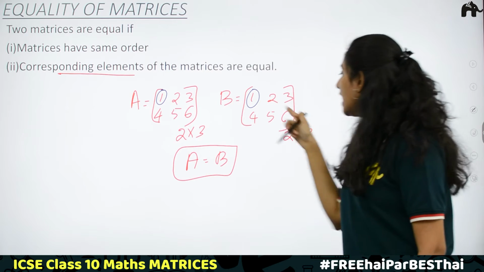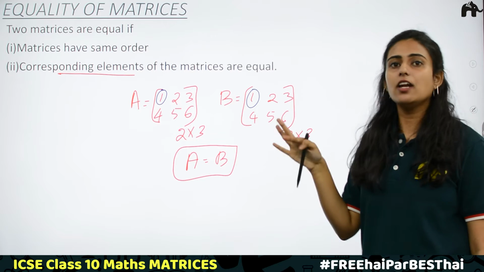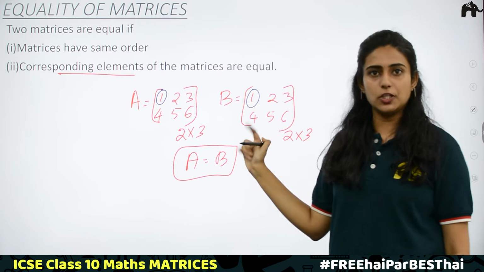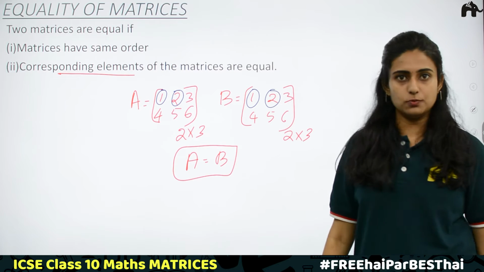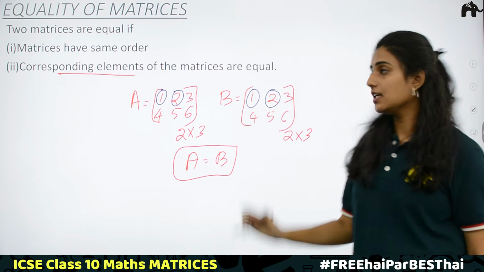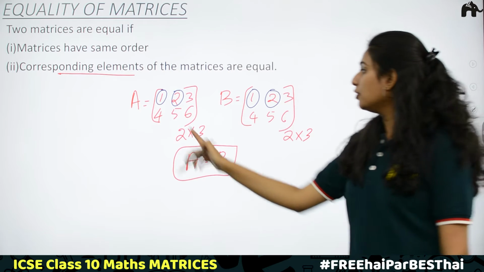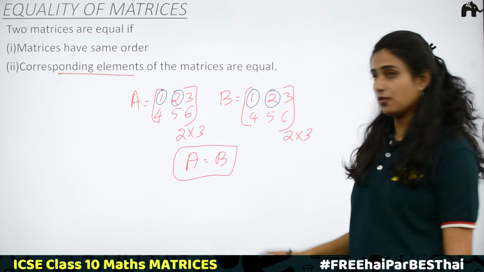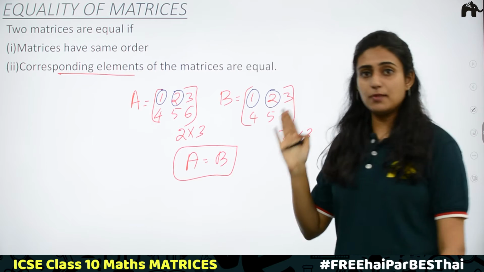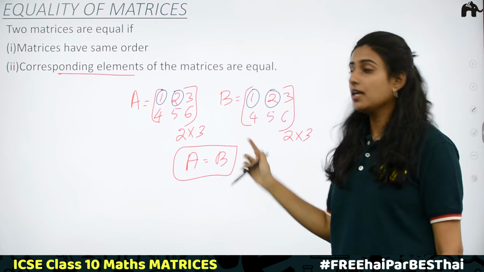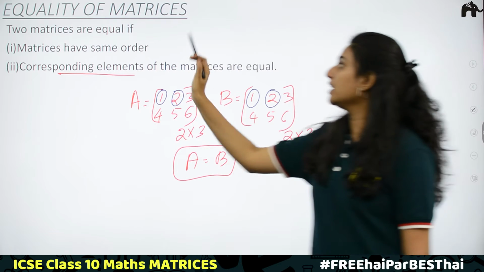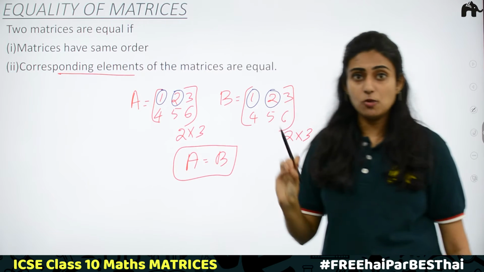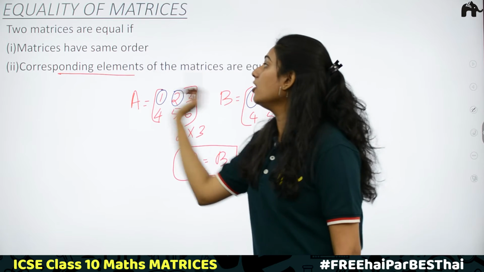Here we have 6 and here it is 7. In that case, they are not equal. All the elements should be equal. Here the second element is 2, here the second element is also 2. Then the third element is 3, third element is 3. Fourth element 4, here also 4. Only if all the elements are equal and the order is the same, then we call these two matrices equal. Therefore, two matrices are equal if they have the same order, and the second condition, corresponding elements.